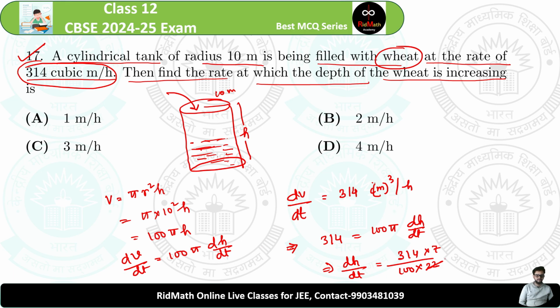We are writing pi as 22 by 7, and this is approximately 3.14, so it is 314. Cancelling, this is 100, and 100 by 100 is 1, so 1 meter per hour. So answer is A, 1 meter per hour. Okay, next problem.